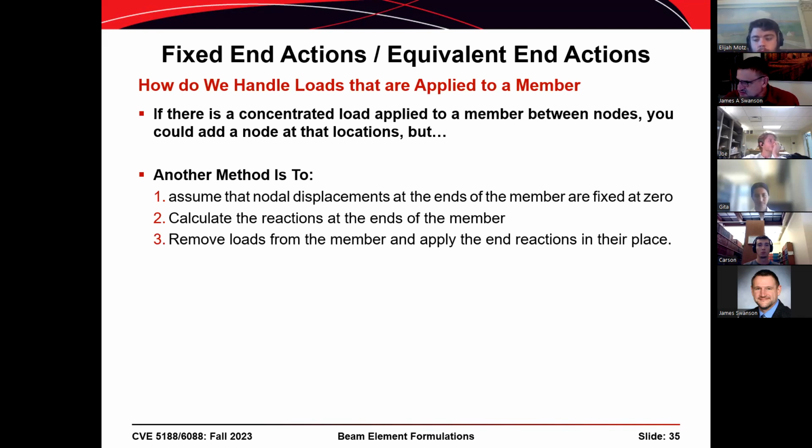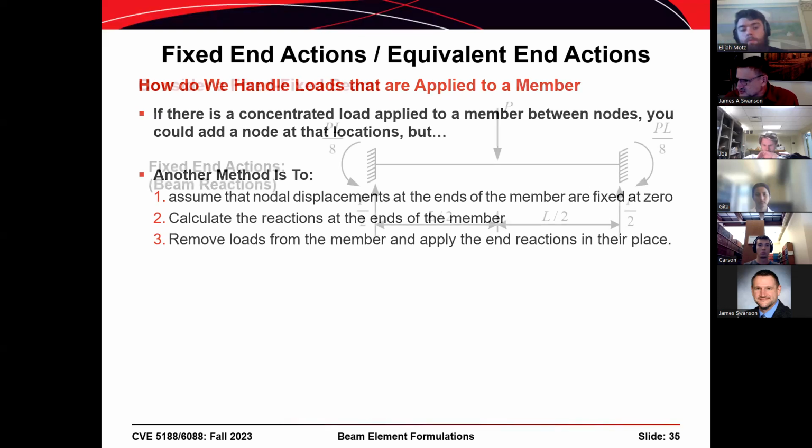So what we need to do is calculate equivalent end actions to put on our beam. This wasn't a problem in trusses, right? Because in a traditional formal truss formulation, we never have any loads applied along the length of the member. If it's a true truss problem, all of the loads are applied at the joints by definition. So it wasn't a problem in trusses at all.